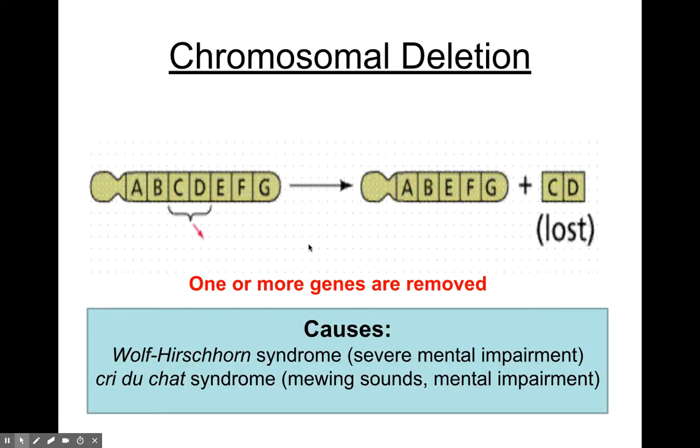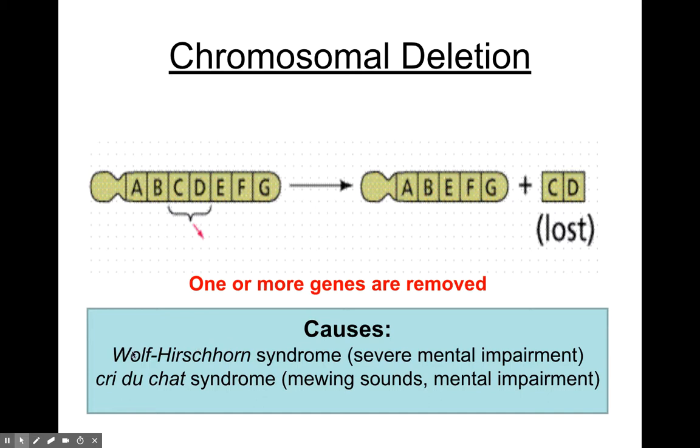So a chromosomal deletion is exactly like it sounds. Basically, over here, we have our normal chromosome that's fully intact. So let's say that each letter represents a different gene. So here we have genes A, B, C, D, E, F, and G. Well, if something happens and we have a deletion, so let's say we're going to delete genes C and D, we'll only be left with genes A, B, E, F, and G. So we've deleted 2 genes from a chromosome.